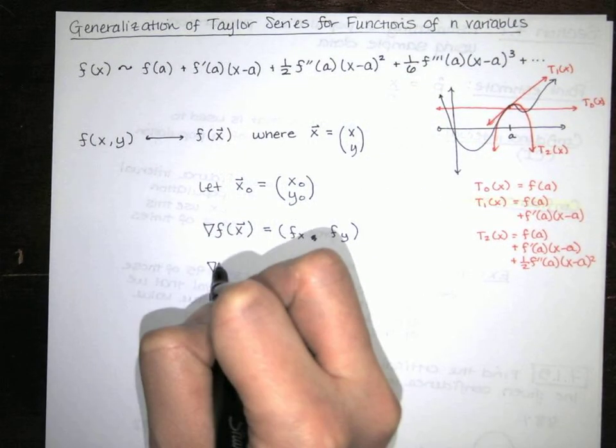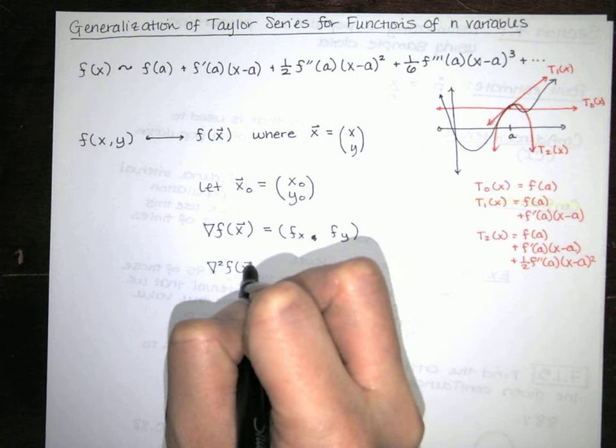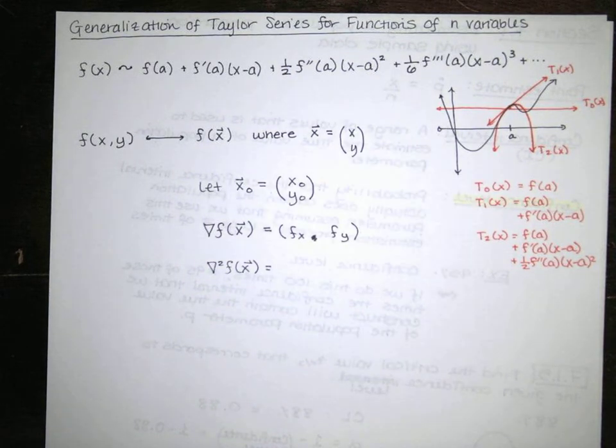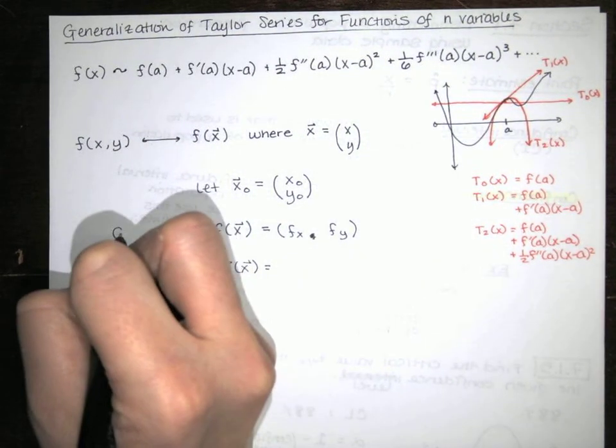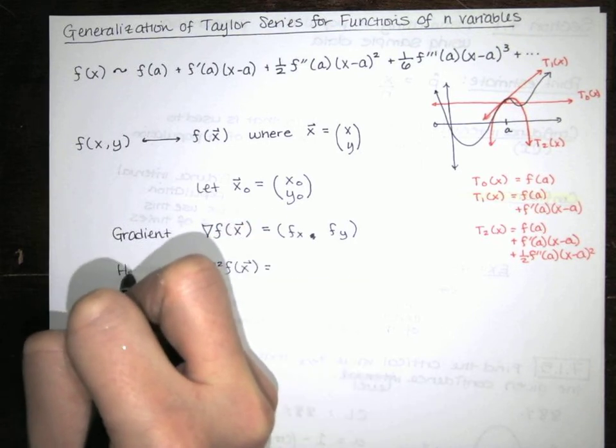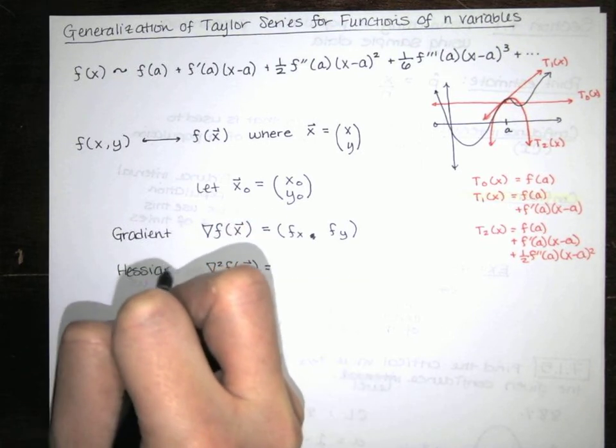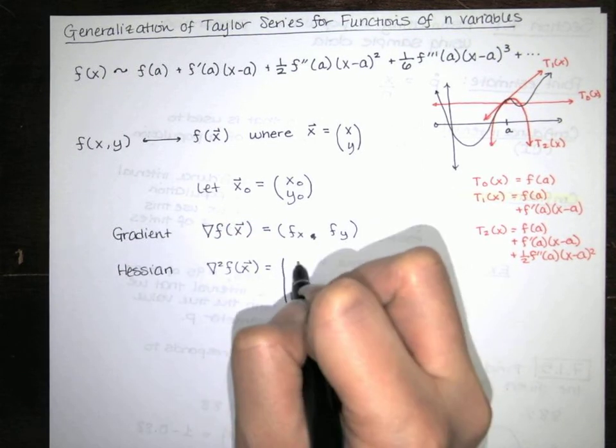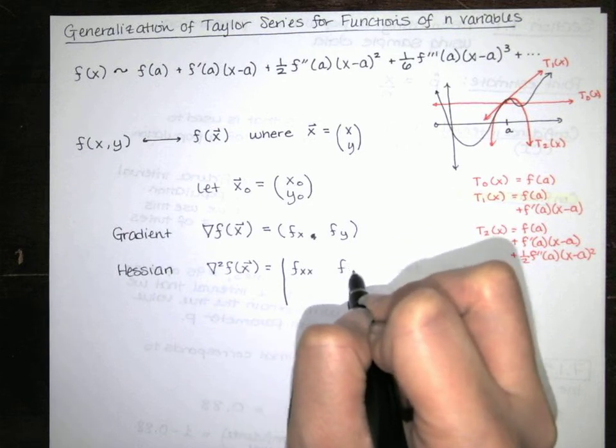And the analog of the second derivative is the Hessian matrix. And that's that matrix of second partials.